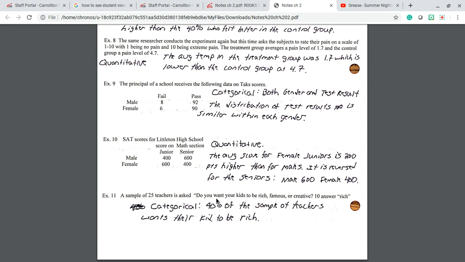Lastly, I didn't have a very creative answer or question here, but we've got 25 teachers asked, do you want your kids to be rich, famous, or creative? 10 answer rich. Obviously, that is a word answer, which indicates that it's categorical, and the natural thing to do with that would be to take 10 out of 25, which is 40%.